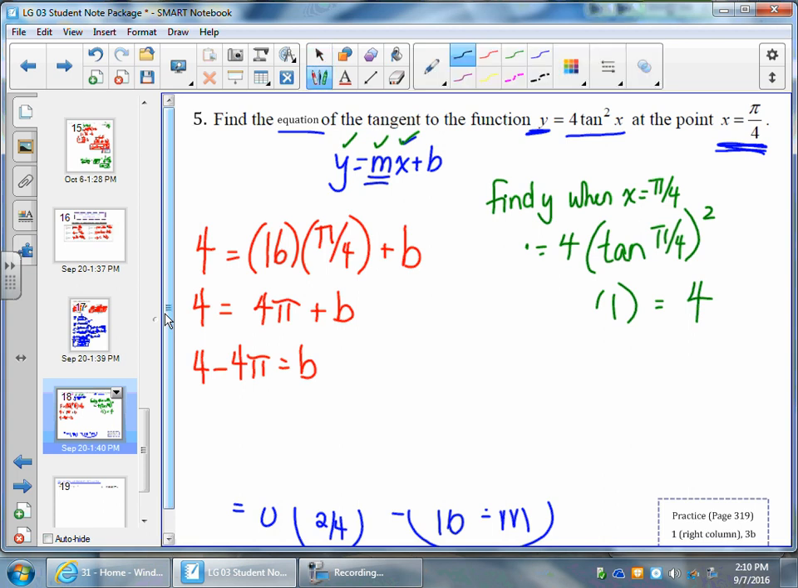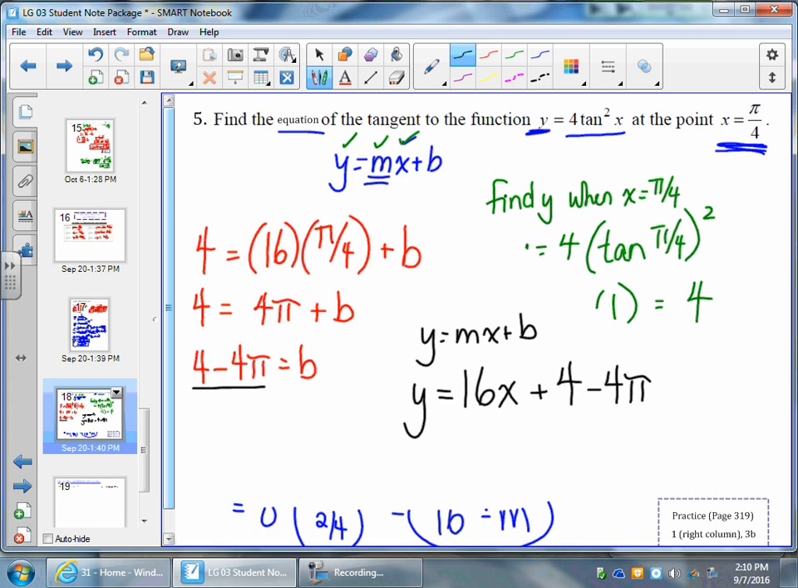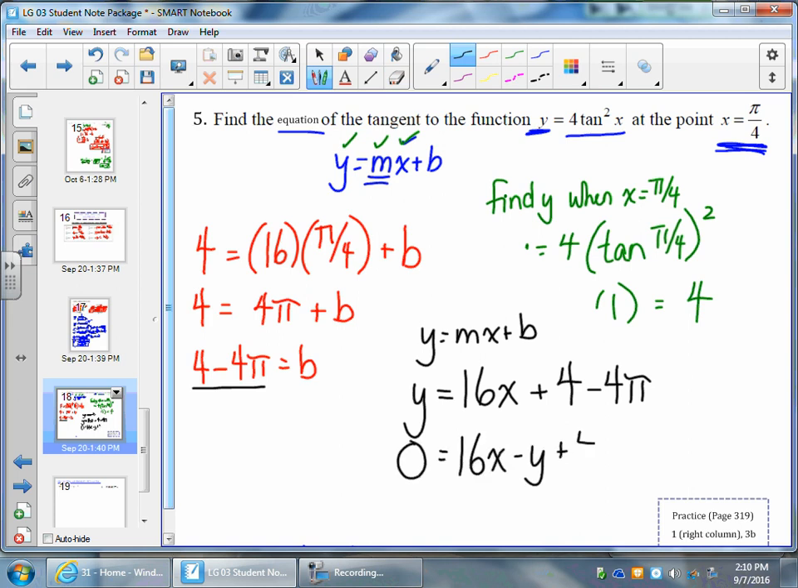So our final answer, remember, needs to be in the form y equals mx plus b. Y and x stay exactly as they are. M we figured out to be 16 times x plus b, which is 4 minus 4 pi. You can leave it like that, guys. Or, remember I was saying that other question that we did in the last lesson, you can also set it equal to 0, which would just be negative y plus 4 minus 4 pi. And again, in your textbook, they like to use that method there.